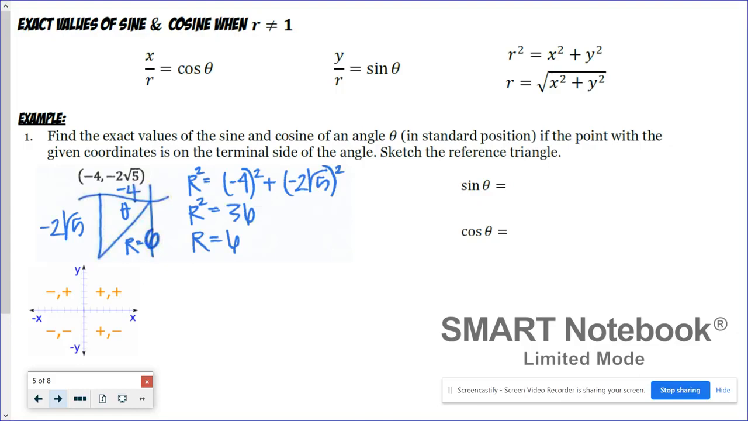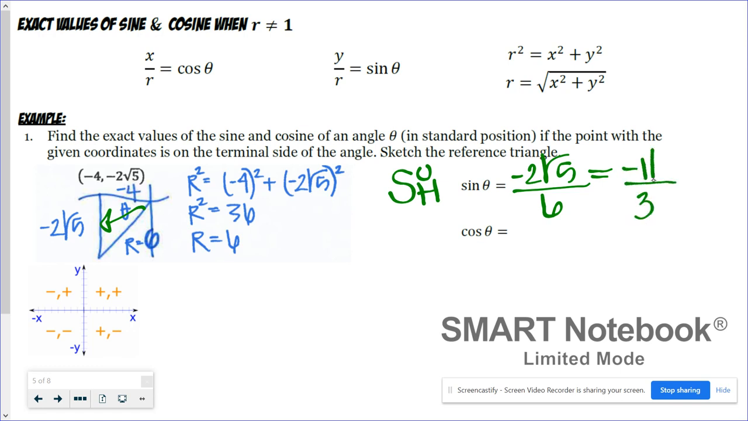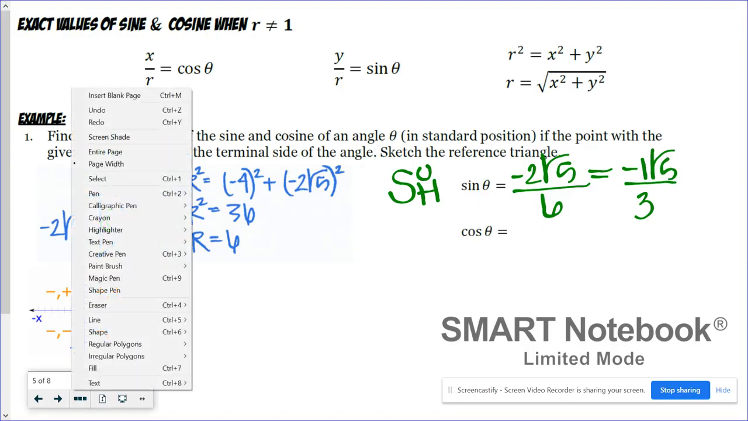So I can still use my prior rule that sine is the opposite over the hypotenuse. So here that'd be -2√5 over 6. And then I can simplify this. -2 and 6 are both divisible by 2, so I can simplify that fraction, and that gives me -1/3. So I'm looking at -√5 over 3 for the exact value of sine.